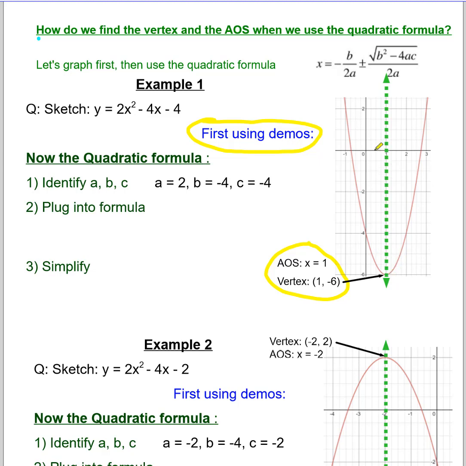And there it is, right? So if you look at our graph here, it's 1, -6. And the AOS is always the x value here. X equals 1. Okay? I just stole that from Desmos. Nothing magical there. And that was for this parabola here, example 1. Okay? And then for example 2, we did the same thing. We graphed example 2. It looks kind of the same, but it's not.